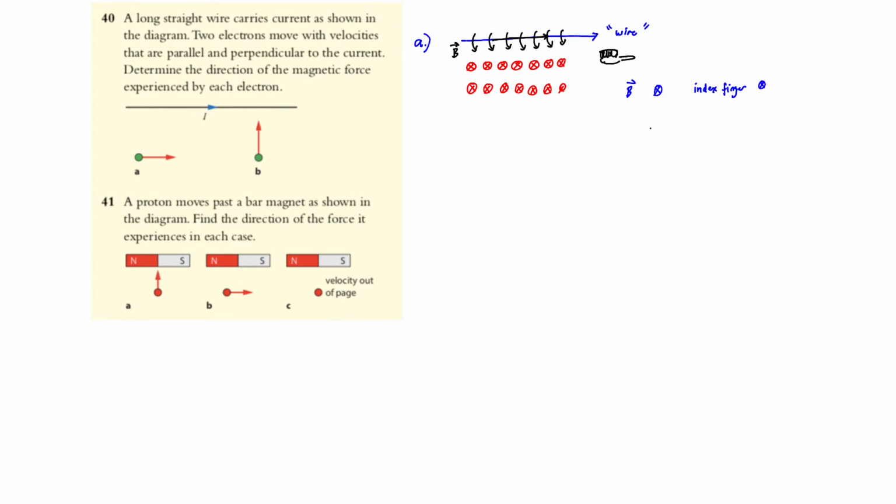Now, if we try to imagine the velocity of the electron, so this one is the electron, that electron is a negative charge and it is moving to the right. So that would be the case for letter A. It is moving to the right. Here we can take note that the velocity of the electron is going to the right, and so our thumb will be pointing to the right.